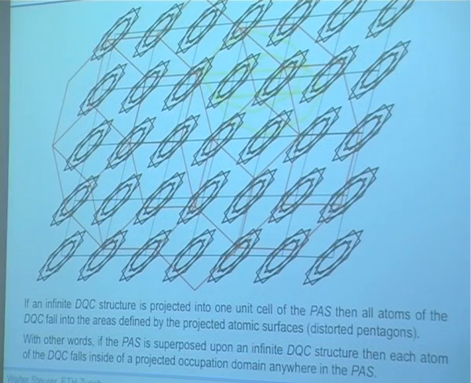Now I skip it. Here you see the projected higher dimensional structure, and here you have the periodic average structure, and in red you have the quasi-periodic tiling. And you see that every vertex of the tiling is in one of the projected atomic surfaces of this higher dimensional description. But you have cases where you don't have a vertex in it. So this gives you a measure of how close a quasi-periodic structure is to a periodic one.